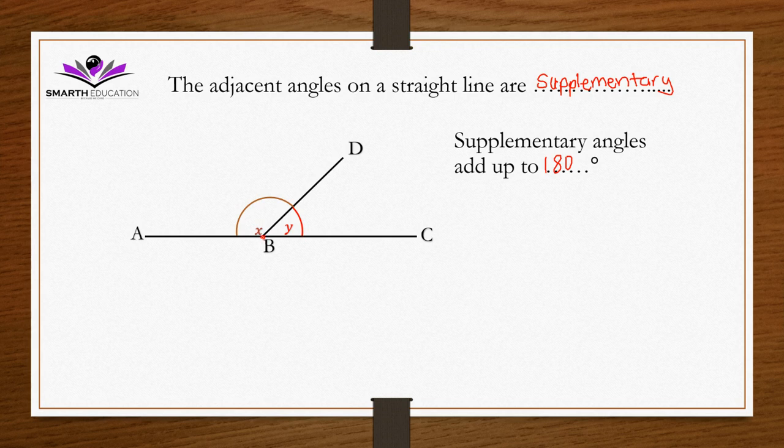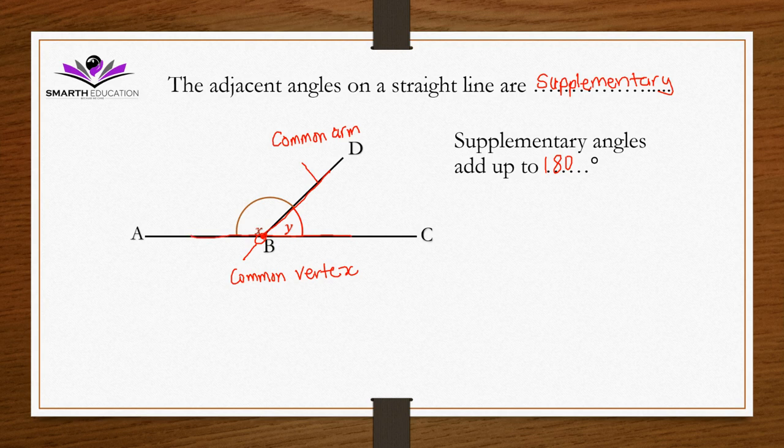So adjacent angles on a straight line have what we call a common vertex. And then the other thing, they have a common arm. So adjacent angles on a straight line have a common vertex and a common arm. And if you check, they form the letter Y. You see that? We have the letter Y that is formed there.